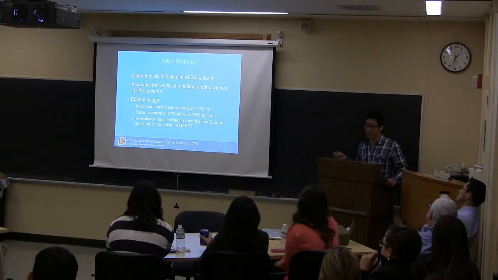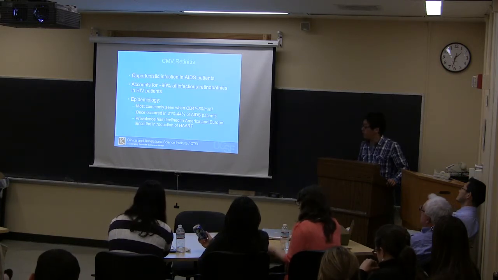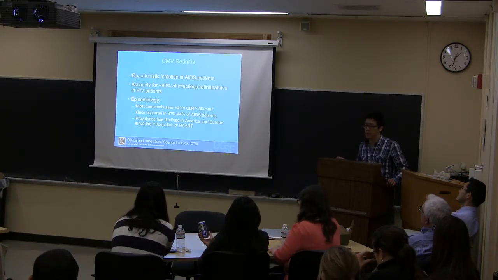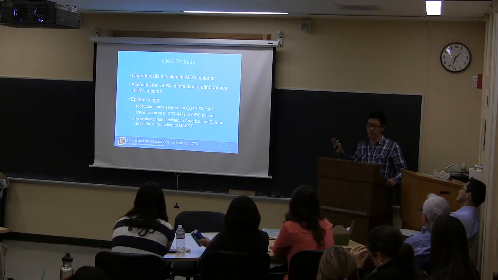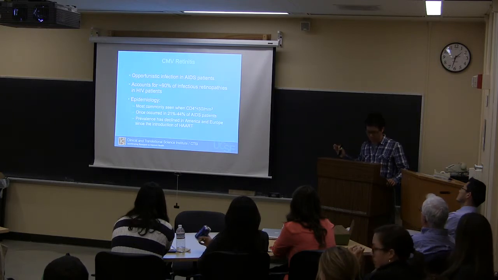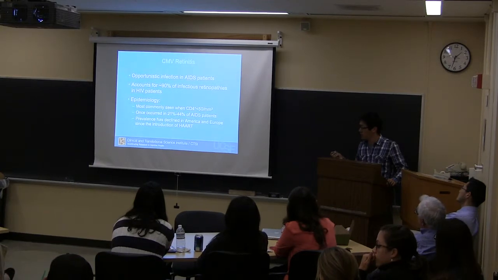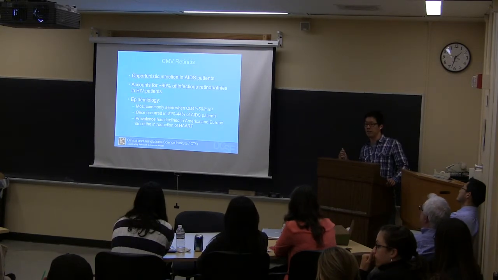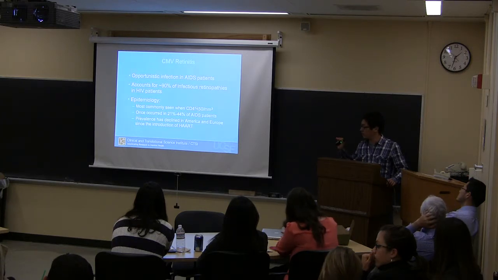And it is one of our AIDS-defining opportunistic infections. It accounts for about 90% of infectious retinopathies in HIV patients. There are other conditions that are more prevalent, but this is the most common infectious one. It's also the most common cause of blindness in HIV patients. And it's most commonly seen in patients with CD4 count less than 50. It can be seen at higher CD4 counts, but usually associated with CD4 counts less than 50.